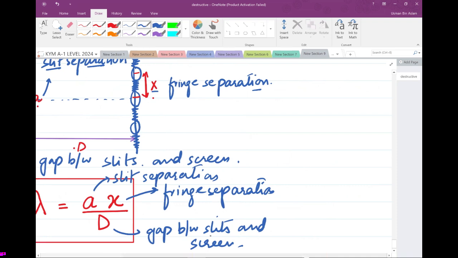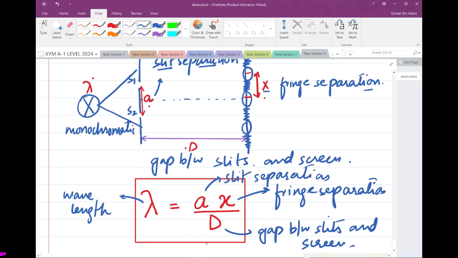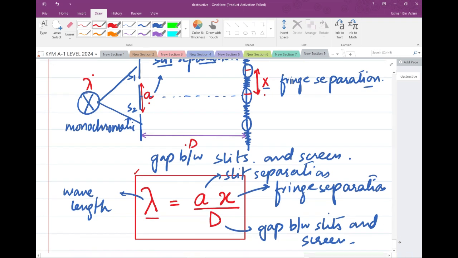One can wonder, where did this formula come from? This formula was derived using trigonometry, but we don't have to derive it. This formula is mentioned in our question paper, lambda equal to AX by D. This formula needs to be recalled and used. So all these 4 variables that I have defined, they are all related by this equation.